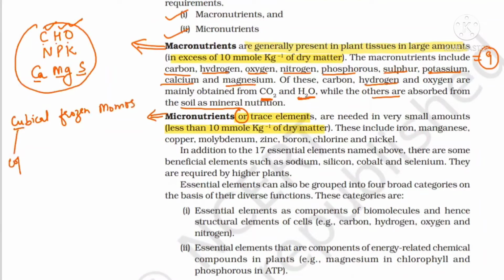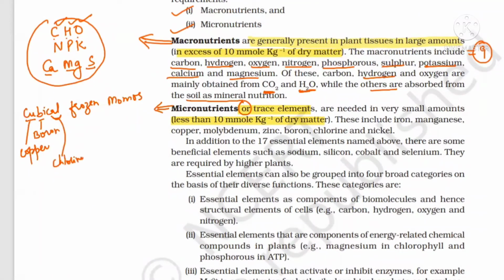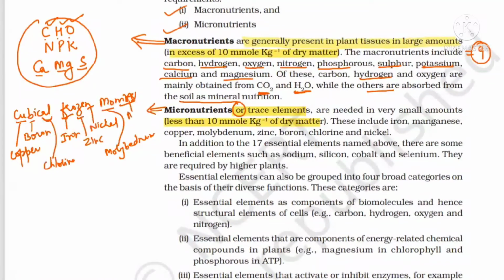Cu means copper. B means boron. Cl means chlorine. Fe means iron. Z means zinc. N means nickel. Mo means molybdenum. And do one thing here, the last one, you rub it and write Mn. Okay, this is manganese.